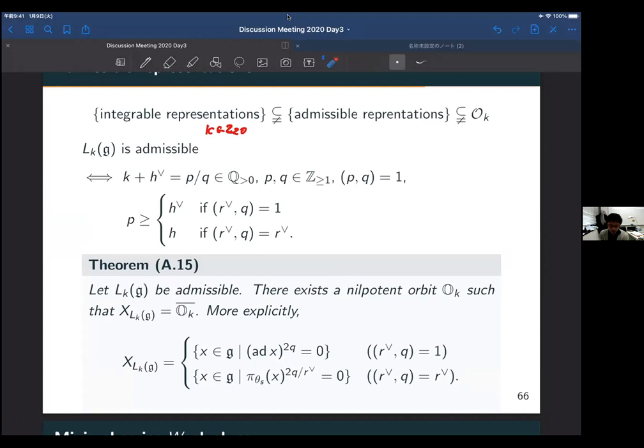And the statement— Sir, can I ask a question? Yes. What is r check in this formula? Ah, sorry, I forgot to explain. Yes, r check is the lacing number, so it's the maximum number of edges in the Dynkin diagram. It's 1 for ADE, 2 for BCF, and 3 for G2. Thank you. And h is the Coxeter number, and h dual is the dual Coxeter number.